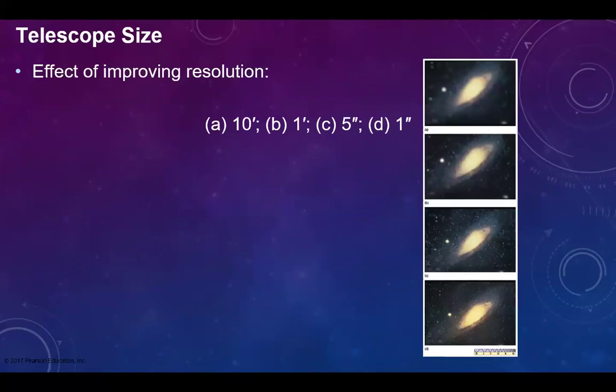So here, for example, is an effect of increasing resolution. We get bigger and bigger telescopes, getting more and more details. And these are the resolutions in degrees, 10 degrees, 1 degree, 5 arcseconds, and 1 arcsecond. Those are the resolutions observed. That's arc degrees and arc seconds of the sky that can be resolved.